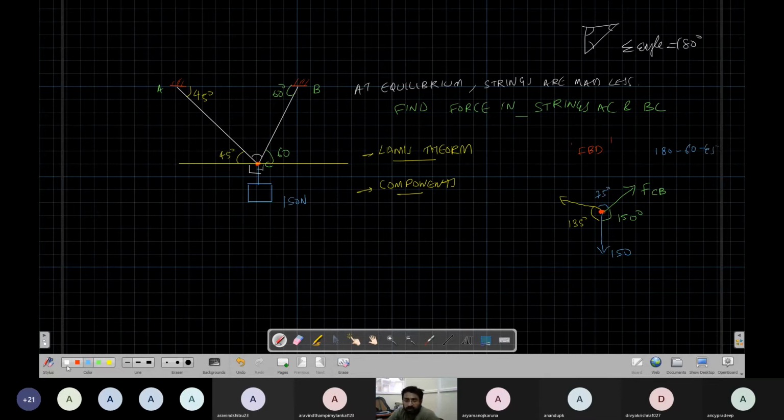Okay. So എങ്ങനെയാണ് ഇത് വരച്ചത്? So basically this string will put some force in this direction. This string has to put some force in this direction. അങ്ങനെയാണെങ്കിൽ ഇത് ബാലൻസ് ആവും. Okay. അപ്പോൾ ആ സ്ട്രിങ്ങിലെ ഫോഴ്സിനെ I am just separating it out. Okay. So this force I will draw as FCA.